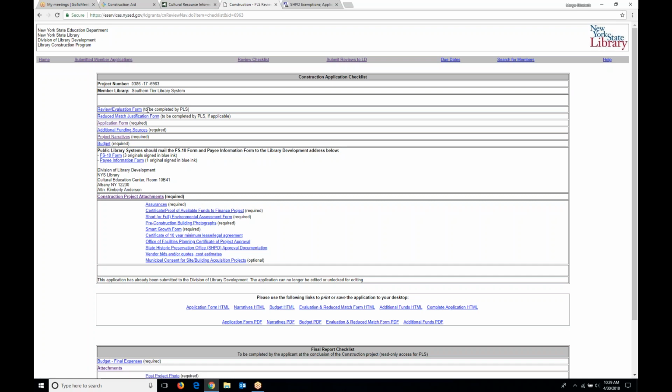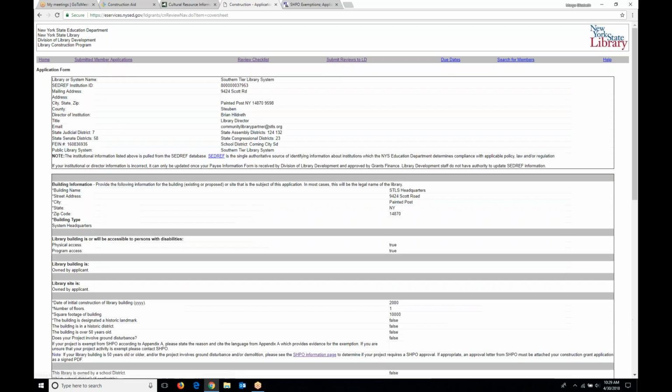The review and evaluation form, you won't see these two, review and evaluation, reduce match justification. Those won't be a part of your application. The application form is all pre-filled up here. If you've had a change in the library director in the past year, when you fill out the application, ideally it will update it, but it can take up to a year to update the contact information for your library within this system.